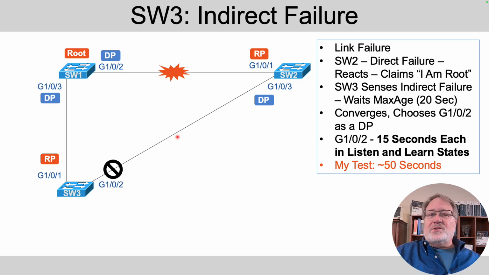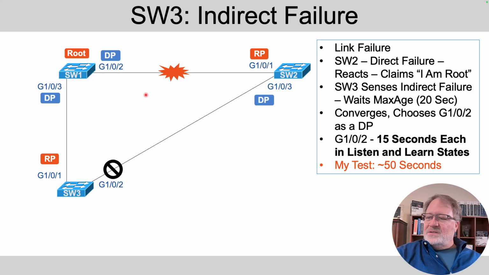And then eventually after 20 seconds, switch 3 says, hey, I've heard about all these changes happening. I'm looking at this hello from switch 2 with switch 2 claiming to be root. I'm looking at the hello from switch 1 with switch 1 claiming to be root. Which one's better? Well, it turns out switch 1 is better. How do I know? Well, before all this happened, switch 1 was better. Switch 1's bridge ID is still better. So switch 1's still the best in terms of the bridge root election. So switch 1's the root.